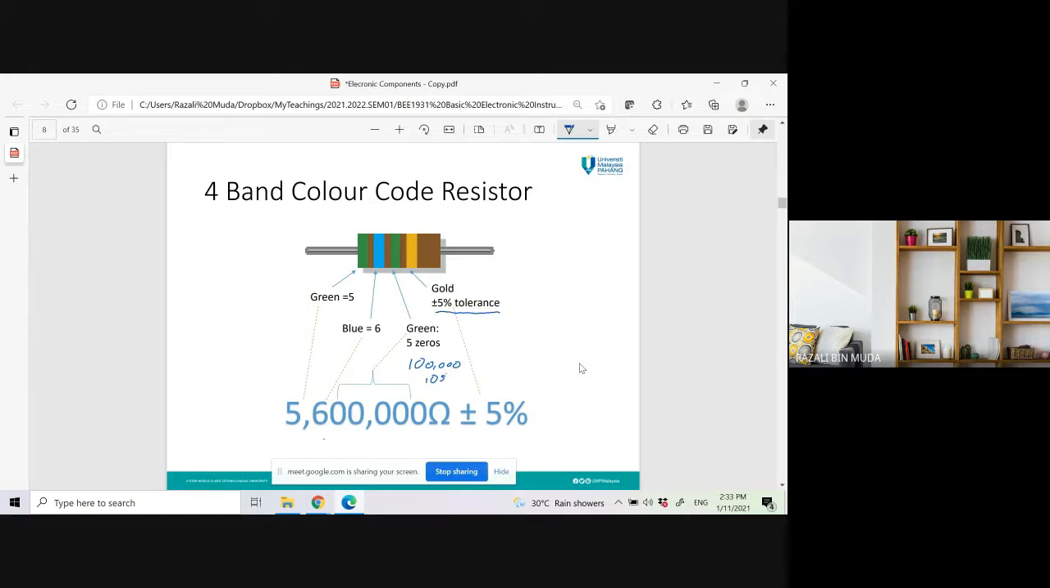Okay, so this is equal to 5.6 mega ohm. Okay, so mega ohm is 10 to the power of 6, right? So plus minus 5%.